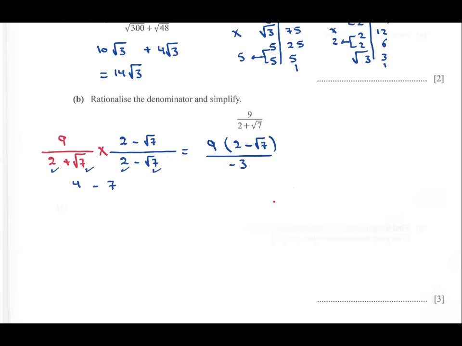9 is divisible by negative 3. 9 divided by negative 3 is equal to negative 3. Negative 3 divided by negative 3 is equal to 1. Now, we will expand the bracket and find it in simplest form. Negative 3 times 2 is equal to negative 6. Negative 3 times negative root 7 is equal to positive 3 root 7. So the final answer is negative 6 plus 3 root 7. Let's go to the next question.